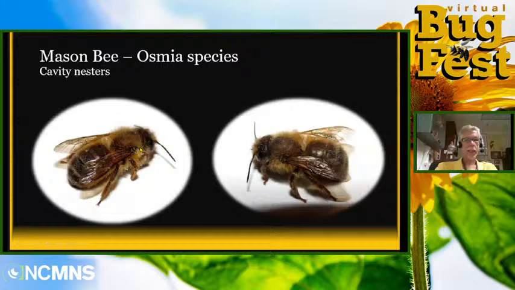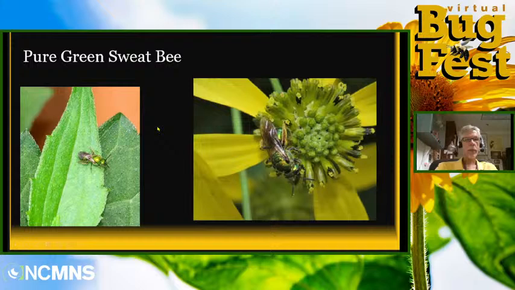I'll come back to this guy in just a second for an organism that feeds on them. But first, there's a little tiny one that hangs out in the yard. You're probably familiar with sweat bees. This is one called the pure green, or some people call it metallic green sweat bee. It is metallic green. It's like a hummingbird, really.